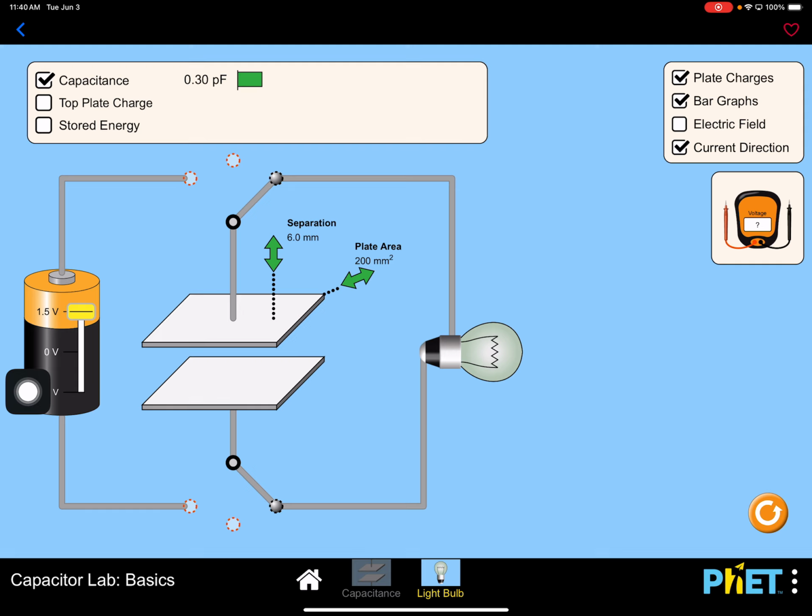What is the price you pay? The faster you discharge, what happens? There is more heat generated. There's a larger current, and things might burn and stuff like that.